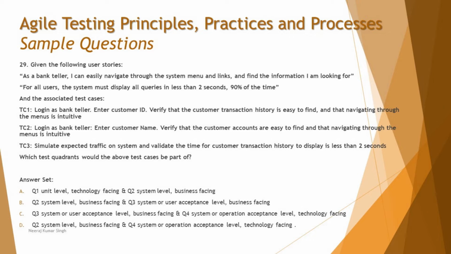Question number 29: given the following user story, it says, as a bank teller, I can easily navigate through the system menu and links and find the information I'm looking for. The first thing is that this is a user story in the right format. It has the user role, what exactly the person wants to do, and the expected result is also mentioned. Another story says, for all users, the system must display all queries in less than 2 seconds 90% of the time, right? So 90% of the time, the expectation from the system is that it is as fast as 2 seconds, and this is applicable to any type of user, not specific to the bank teller.